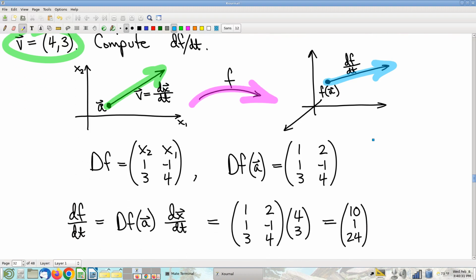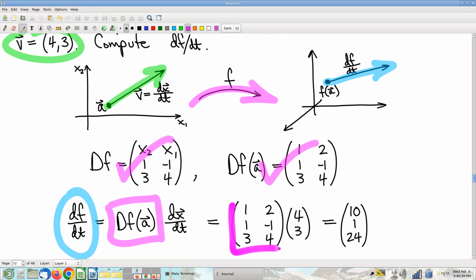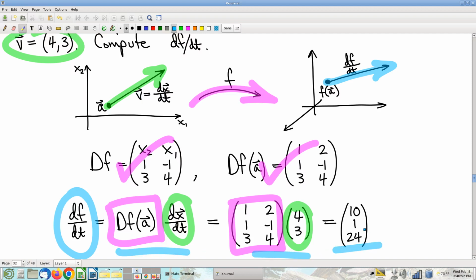Well, per the result on the previous page, that output velocity is the derivative matrix, which I can compute by taking partials and plugging in the appropriate point, times the input velocity. And you can multiply that all out. And there you go. It's just derivative matrix times input velocity gives you output velocity. Again, this could have been two sections back, but we're just going to reintroduce it here as a special case of the chain rule.